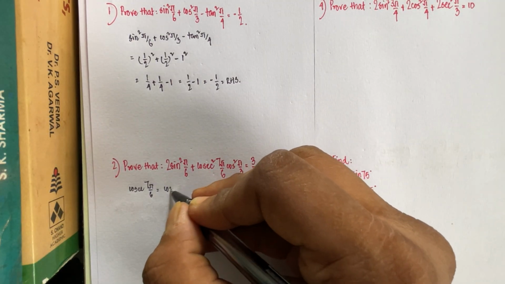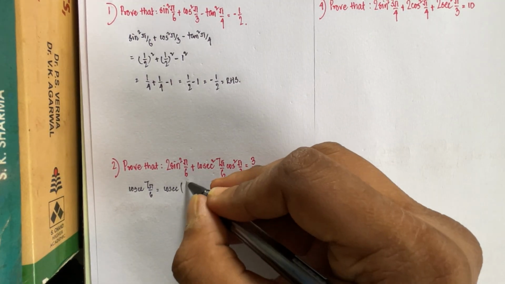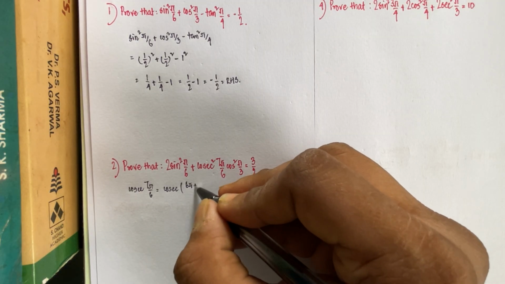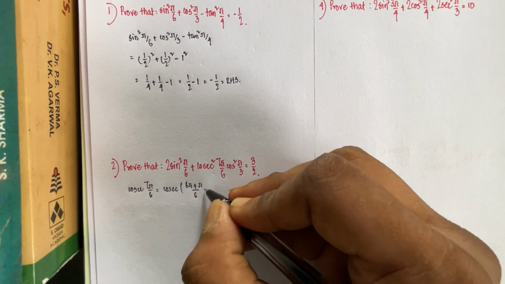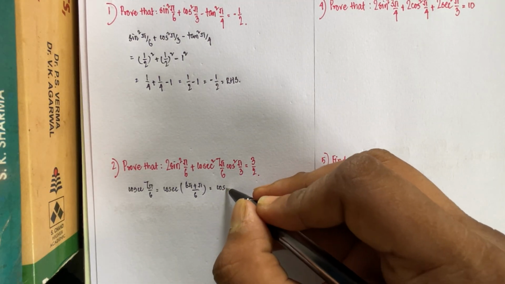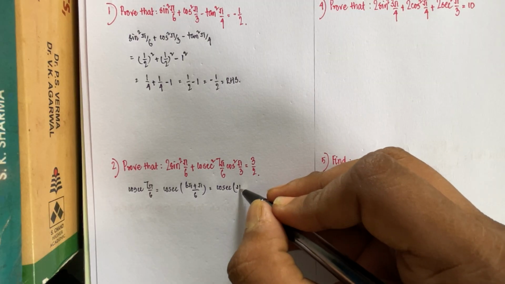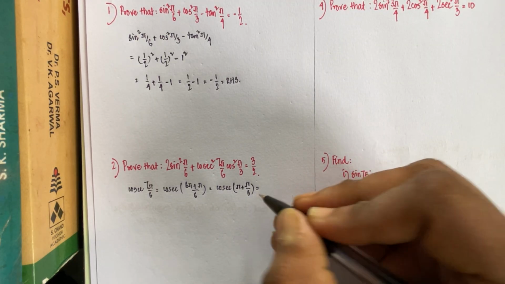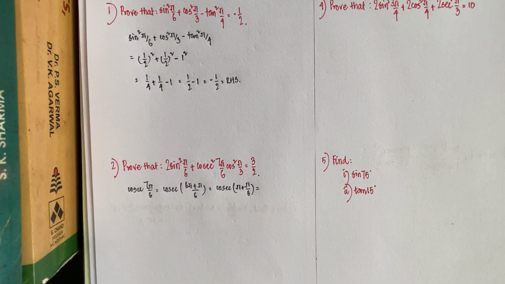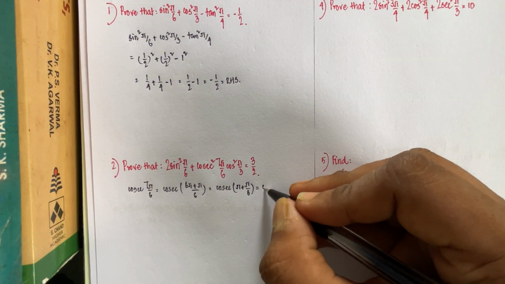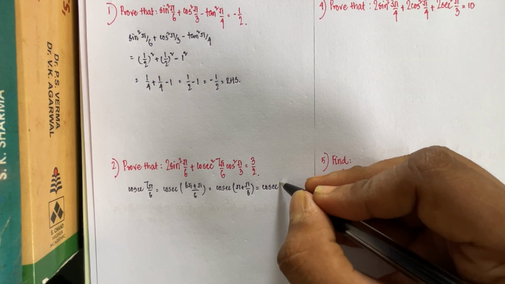So we can write it like this: cosec 6 pi plus pi by 6, right? So it can be represented as cosec pi plus pi by 6. And as I have told you, the function does not change along 0, pi, 2 pi and so on. So since we have pi here, it will be the same, cosec pi by 6.